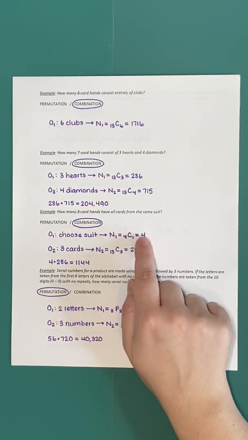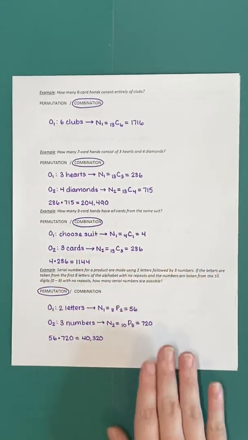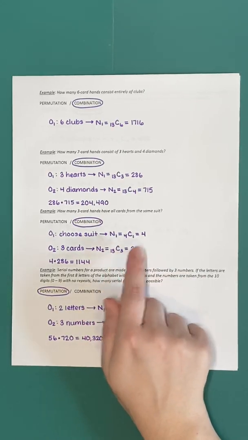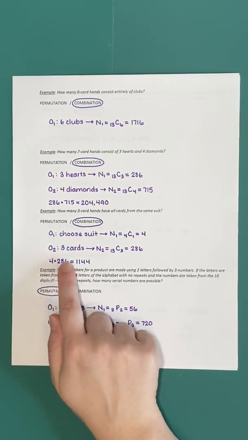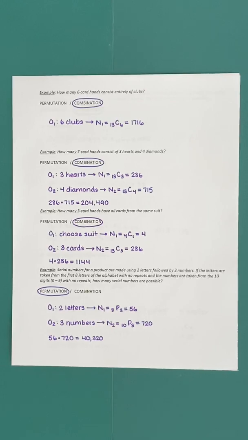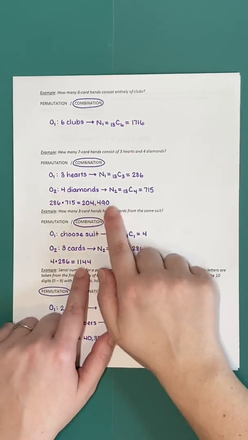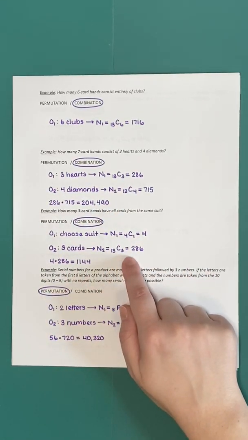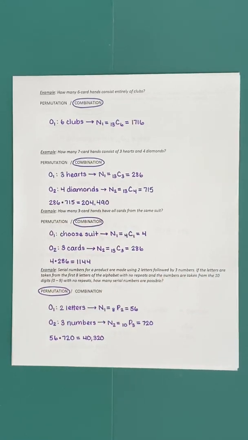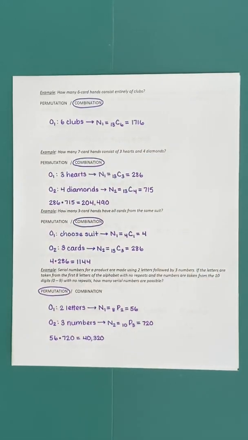So 4 choices for the first operation when we choose our suit, when we choose which of the 4 piles we're going to deal from, and then 286 options to choose the 3 cards from that pile. So 4 times 286 is going to be 1,144. So that's going to be the number of hands that look like that. Notice that number, for instance, is substantially smaller than the number in the previous situation. That's because we had a very, very strong restriction in this situation. Choosing all cards from the same suit is much stricter than choosing 3 hearts and 4 diamonds, in which there's a combination of different cards.